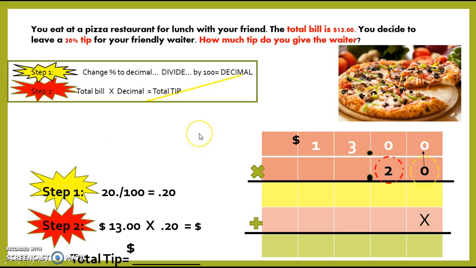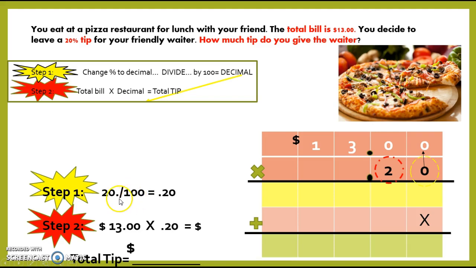Let's try it. You eat at a restaurant, a pizza restaurant, for lunch with your friend. The total bill is $13. You decide to leave a 20% tip for your friendly waiter. How much tip do you give this waiter? Well, here are the steps at the top here if you need to look at them, step 1 and step 2. Let's go ahead and follow this. You're going to change your percent, 20%, to a decimal. My little trick I like to use, since you're dividing it by 100, is to move your decimal over 2 places since there are 2 zeros.